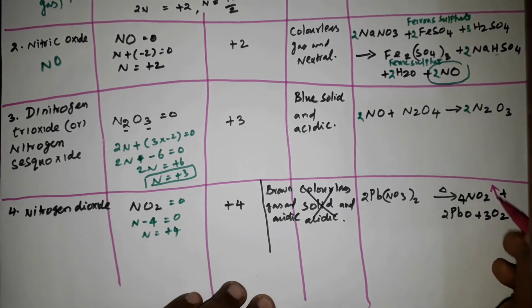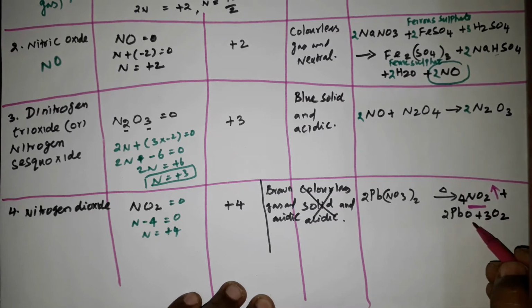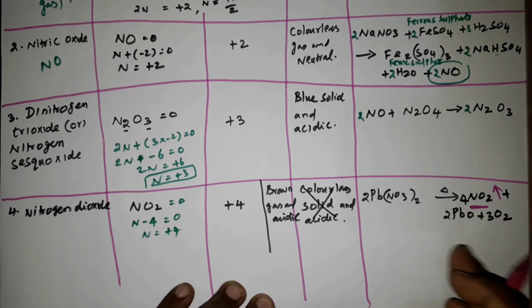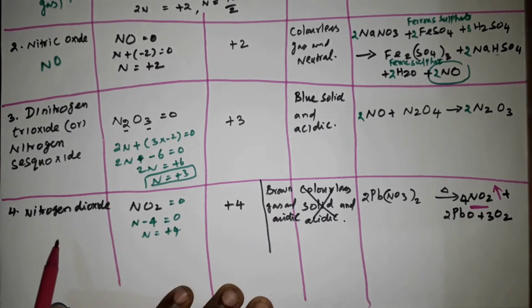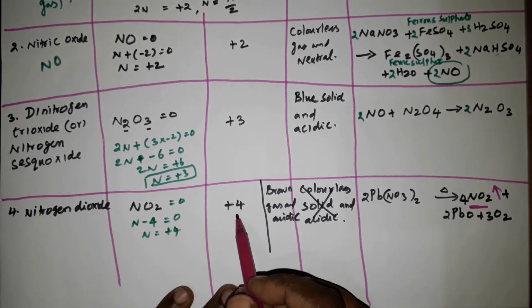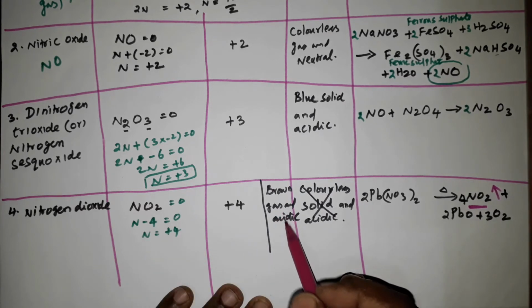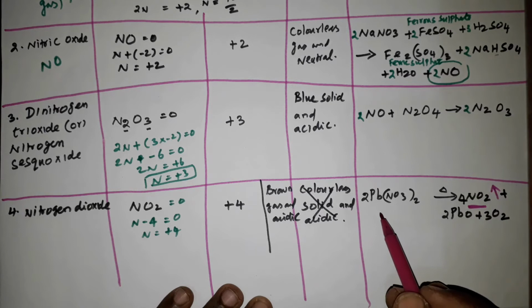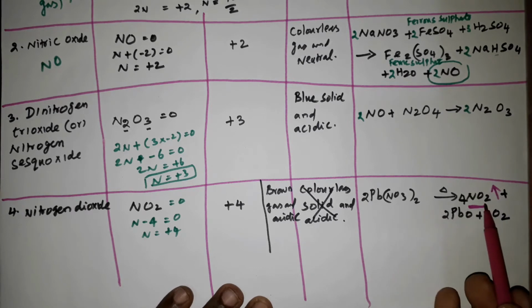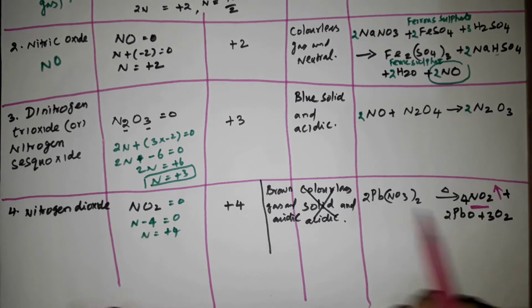Okay, the symbol is an upward arrow. NO2 plus lead oxide PbO plus oxygen. So that's all about the preparation of nitrogen dioxide. Nitrogen dioxide, the oxidation state is +4, formula is NO2. It is a brown gas and it is acidic. Take lead nitrate, heat it, we will get nitrogen dioxide plus lead oxide plus oxygen.